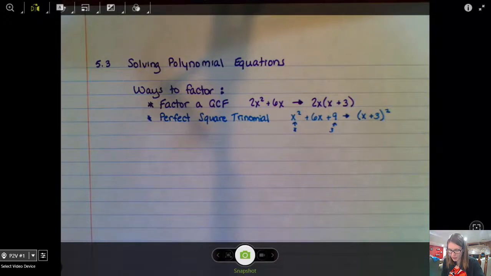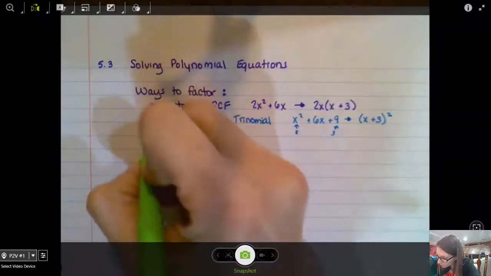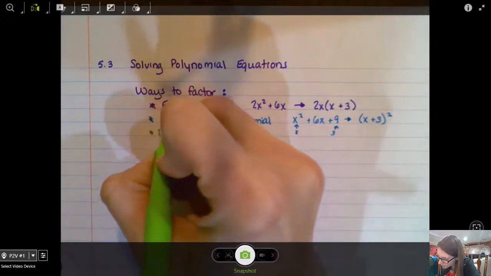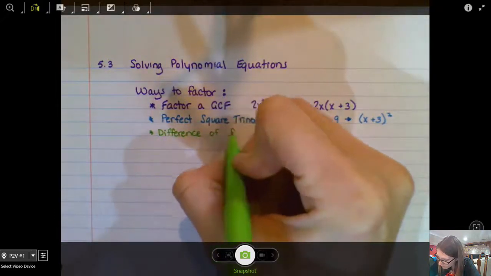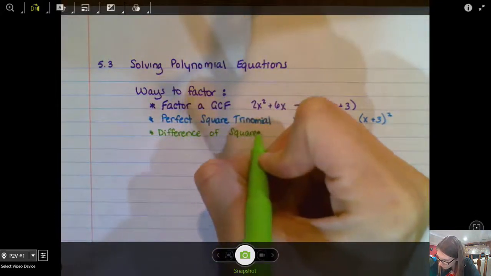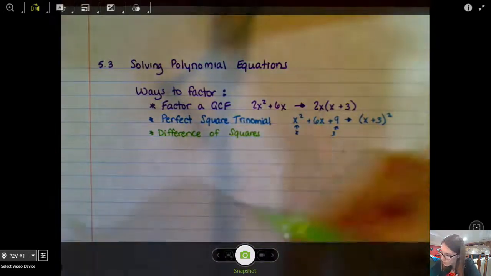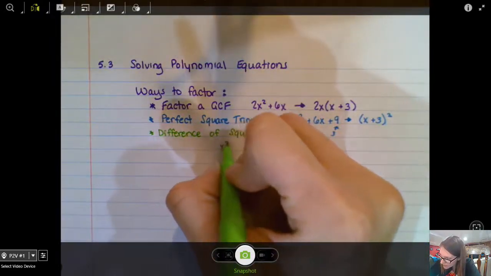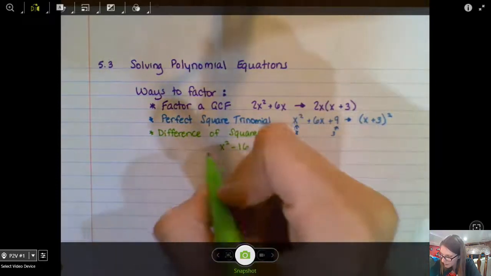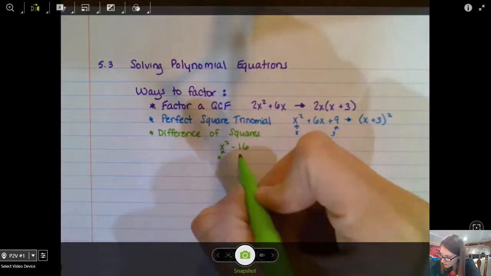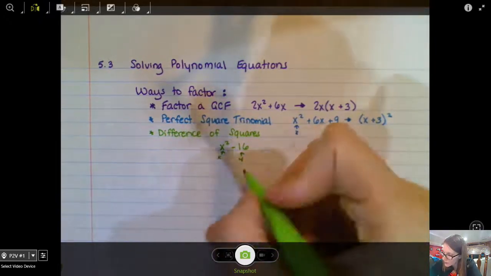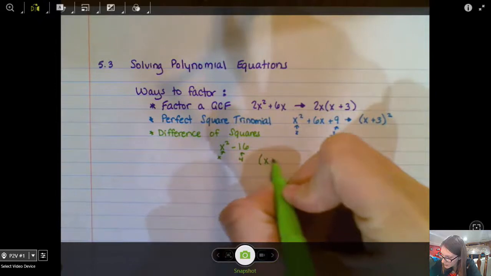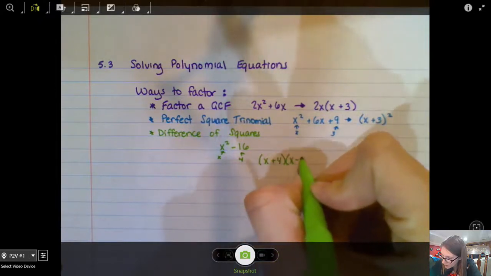Another strategy we've seen is a difference of squares. A difference of squares could be something like x squared minus 16. Perfect square, perfect square. But it's a difference. We have subtraction in the middle. So this factors to be x plus 4 times x minus 4.